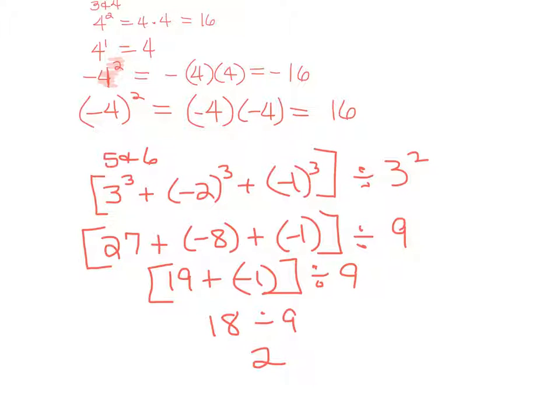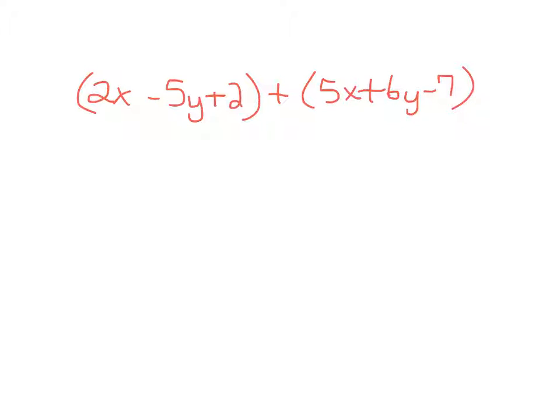The next 2 questions are coming from last night's homework. It's the adding and subtracting problems. Again, I'm going to present them with 2 parentheses. For example, you might get one that's 2x minus 5y plus 2, and then in the second parenthesis, 5x plus 6y minus 7. When you're adding polynomials, all you're doing is looking to combine like terms. So I'm going to add the x's, and I get 7x. I'm going to go back and add the y's. Negative 5 plus 6 will give me plus y.